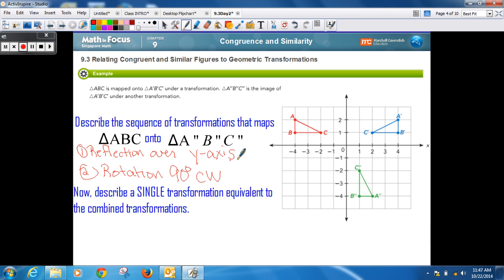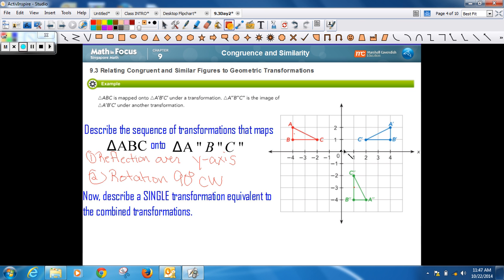Okay, so that is the sequence that we took. Now it wants us to describe a single transformation equivalent to the combined transformations. So how could I get the red one directly onto the green one with only one transformation? And the way you would do that is, it's actually a reflection.